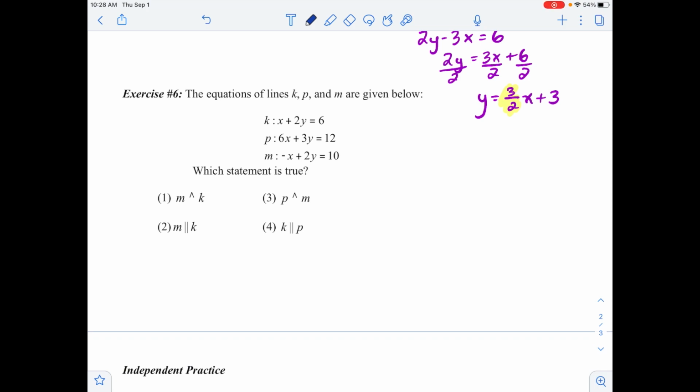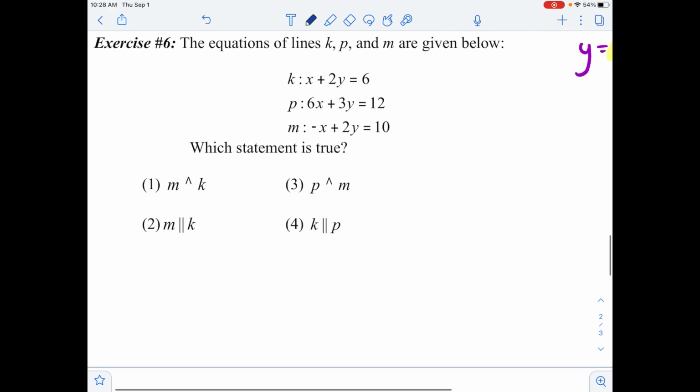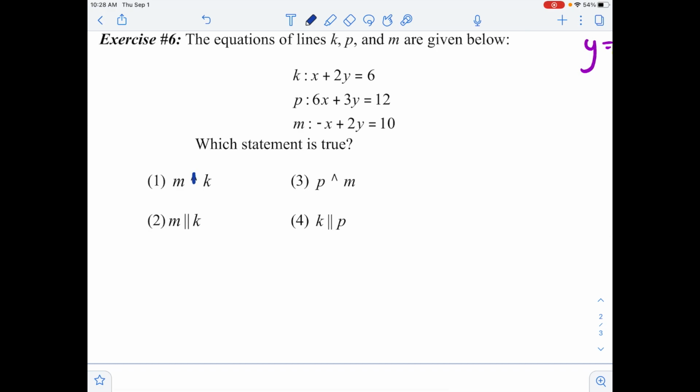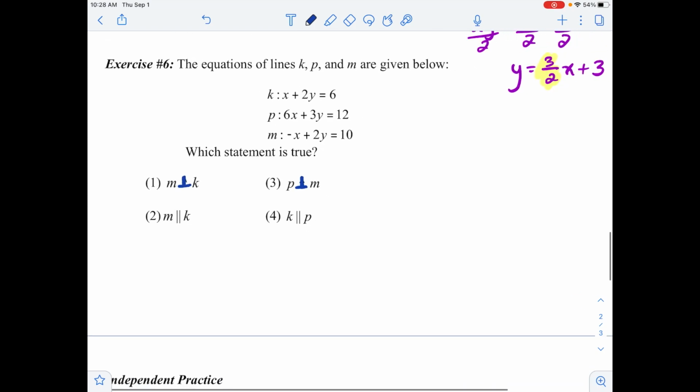Okay, and the last question here that I'm going to do with you is pretty much the same thing. We have to figure out what statement is true. It looks like there's a little error here with the symbols. This should be perpendicular. This should be perpendicular as well. So if yours came out like that as well, just fix that to be perpendicular. Okay, I'm going to take each one of these, get it into mx plus b form.